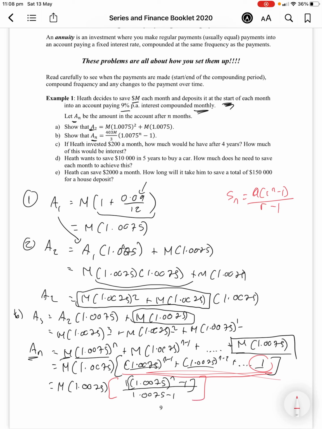Now, if we do a little bit of fancy manipulation, and by fancy manipulation I mean we pretend that I'm not actually running out of space, we subtract 1 from this. We have M times 1.0075. This is what we've got, 1.0075 to the n minus 1 over 0.0075, because I'm doing 1.0075 minus 1. Now, if we do a bit of fancy footwork, I'm going to do this divided by that, and I'm actually going to end up with 403M over 3 times 1.0075 to the n minus 1, which is what we're actually being asked to produce.